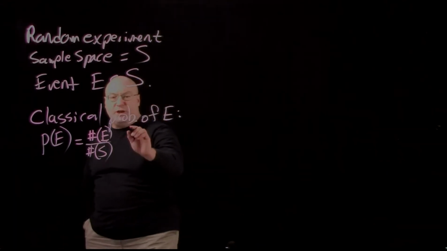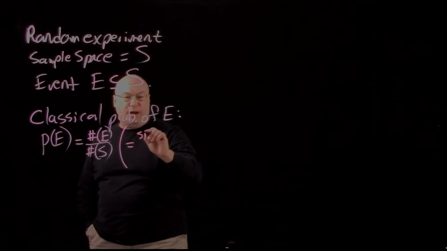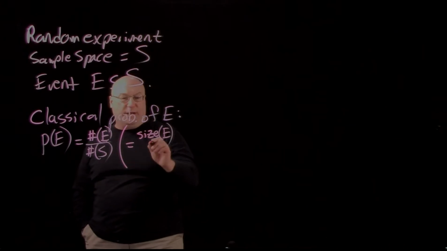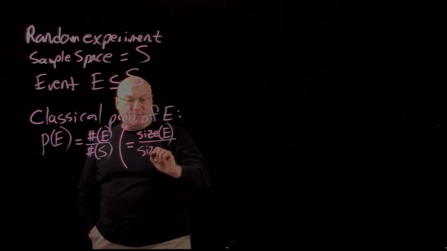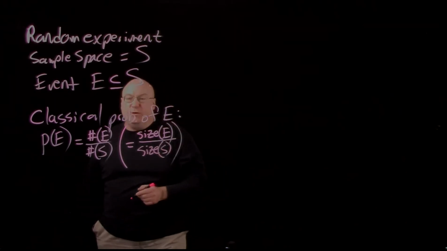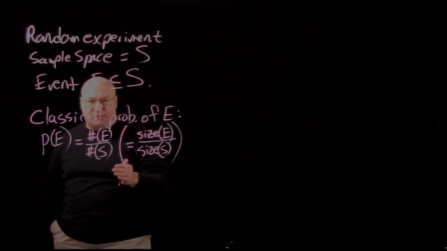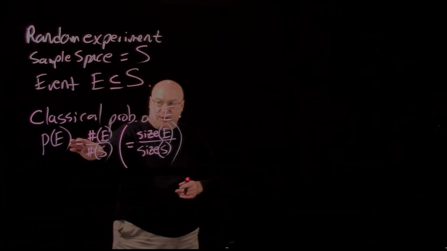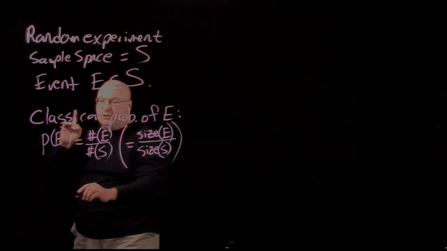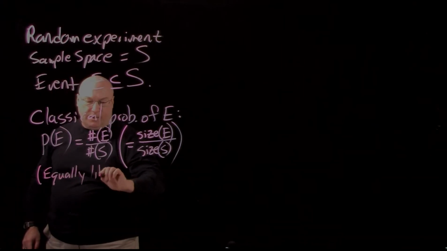More generally, it's the measure of E, however we're measuring it, and we saw an example where we had to measure the sample space and the particular event with area. So in general, it's the size of E over the size of S, but a lot of practical examples just boil down to counting the number of things in E over the number of things in S. And again, we're assuming equally likely outcomes here.